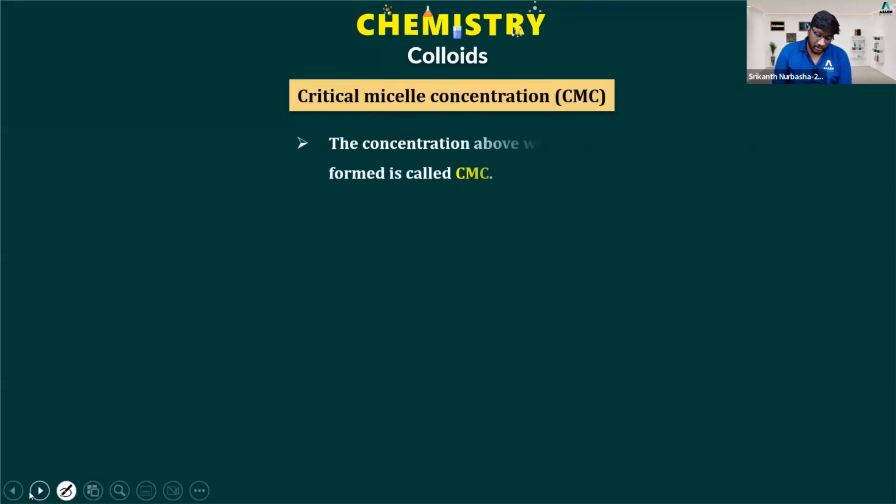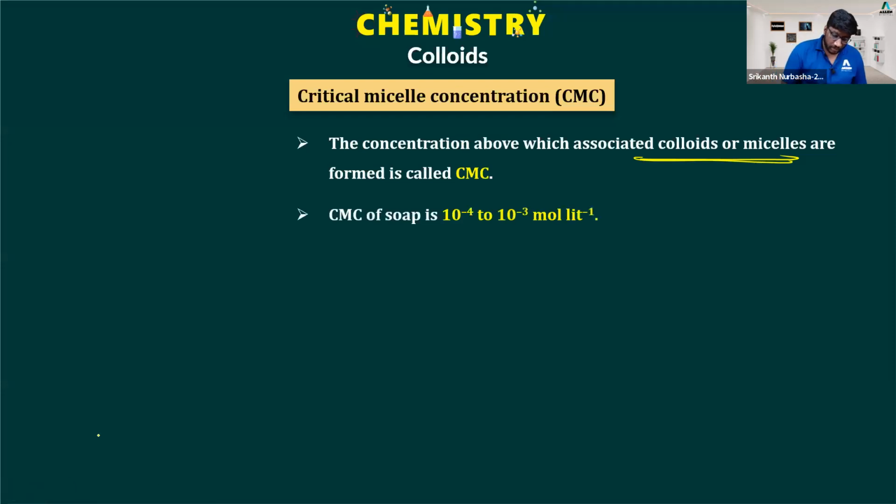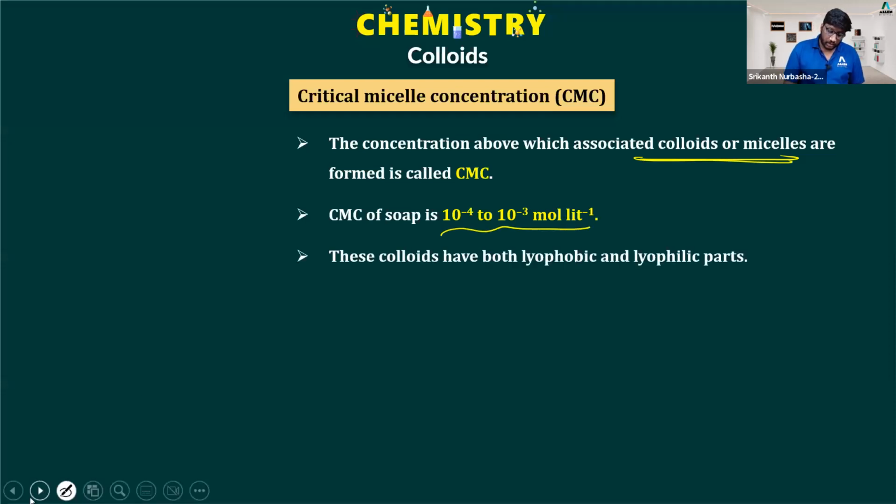Critical micelle concentration: the concentration above which associated colloids or micelles are formed is said to be the CMC. Below that concentration, no micelle formation occurs because they lie simply on the surface. The CMC of soap is 10 power minus 4 to 10 power minus 3 mole per liter. These colloids have both lyophobic and lyophilic parts. The hydrocarbon chain is lyophobic. The polar part is lyophilic.